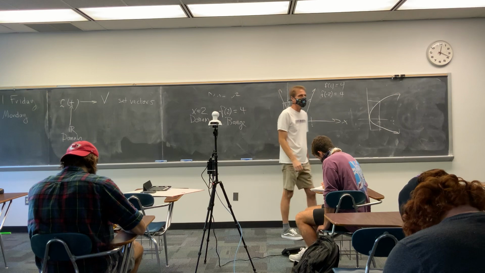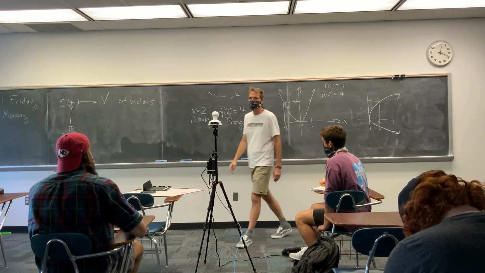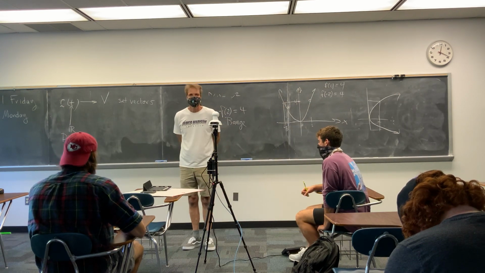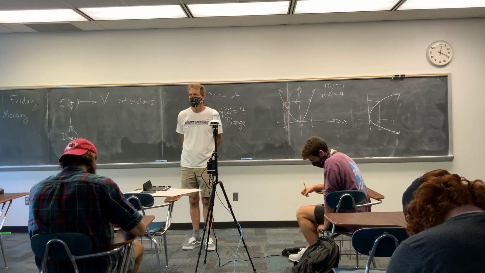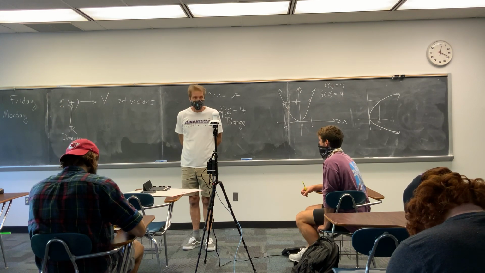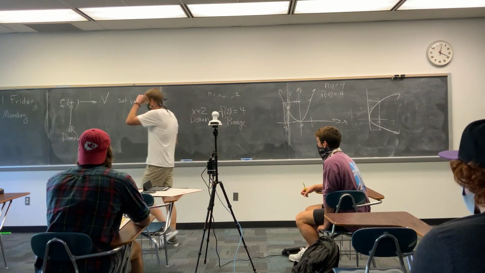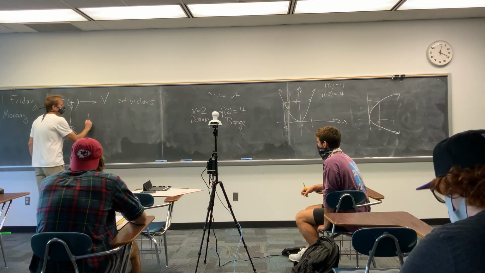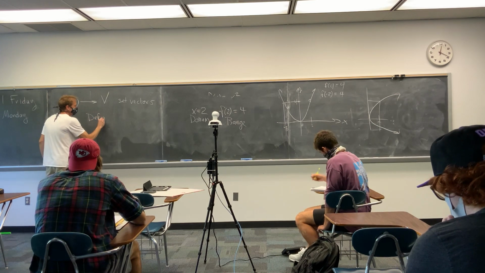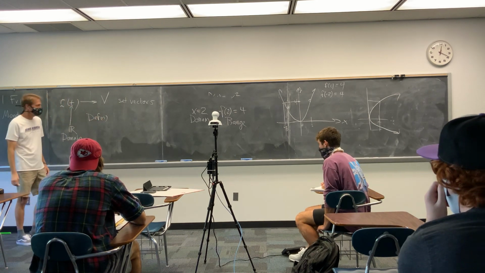Now, how do you get to be a vector again? What's a vector? An ordered triple of 3 real numbers. Okay, so this is going to be our working definition of a vector value function.